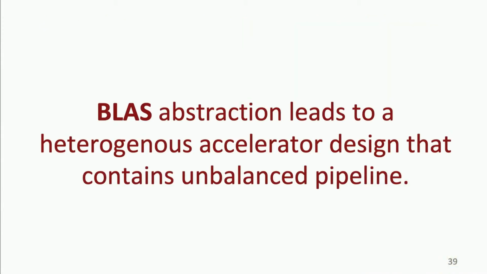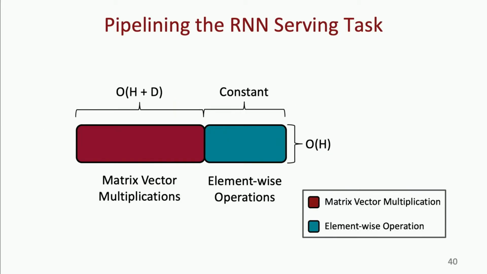Second, in this talk, we show that BLAS abstraction will lead to a heterogeneous accelerator design that would contain an unbalanced pipeline when serving RNN tasks of different sizes. Let's first think of an RNN serving task from a very high level. The first part of an RNN serving task contains matrix vector multiplications that require computation of big O of h plus d multiplied by big O of h, where h is the number of hidden units and d is the number of input features. The second part of this serving task contains element-wise operations that require big O of h computation.